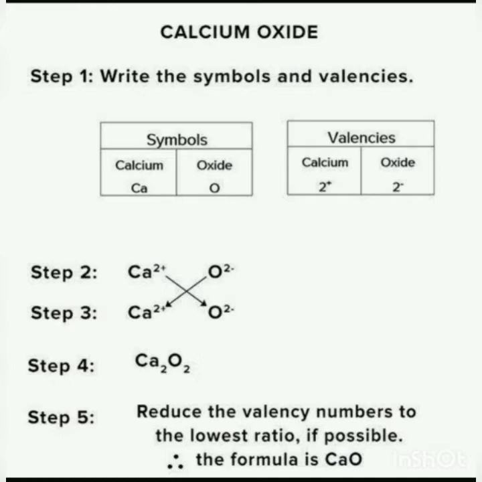Here, as we can see, 2 is the common factor. So, let's divide the valencies by 2. After division, the valencies of calcium and oxygen become 1 and the formula becomes CaO. Now, let's understand the concept with the help of the upcoming video.